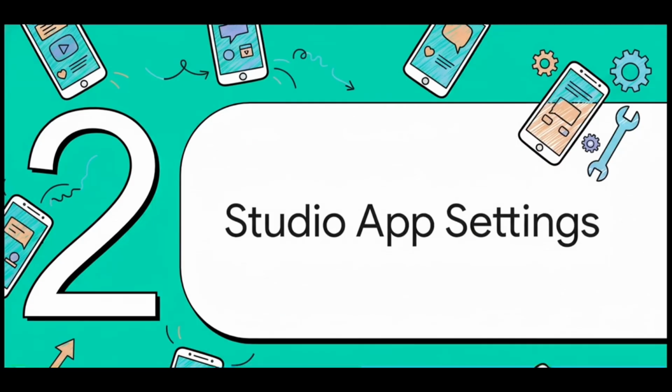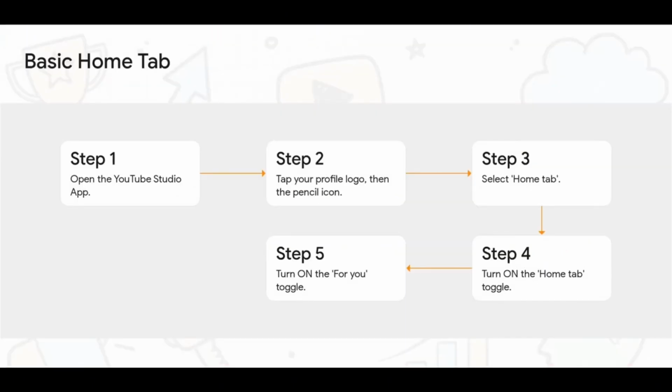All right, let's get into the mechanics. The whole process, according to the source, actually starts right on your phone, inside the YouTube Studio mobile app. The first set of instructions is all about basic visibility. The source claims that by default, YouTube might not be showcasing your content in the best way on your own channel page. The fix? You have to dive into your settings and make sure both the Home tab and the For You toggles are switched on.